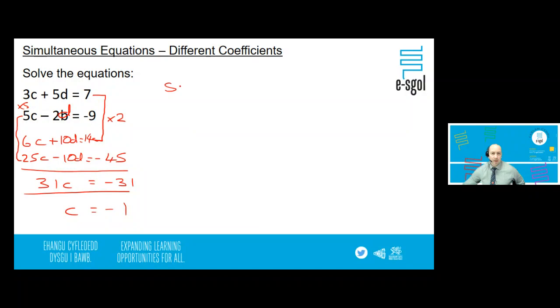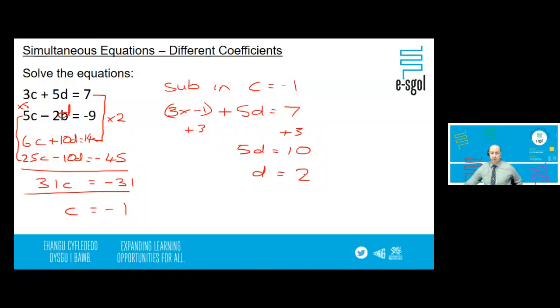Now, last step. As I said, I think the hard work is done now. All we need to do is sub in the value of c at minus 1. So I'm going to maybe use the top equation. So 3 times minus 1 is what I'm doing instead of doing 3 times c. I'm adding on 5d, and that is equal to 7. Now 3 times minus 1 is minus 3, so I'm going to add on 3 to both sides. Add 3 there, and that gives me 5d equal to 10, and then I'm going to divide by 5 both sides, so d is equal to 2. Remember, d is equal to 2, not b is equal to 2. We'll ignore that b from the question earlier on.